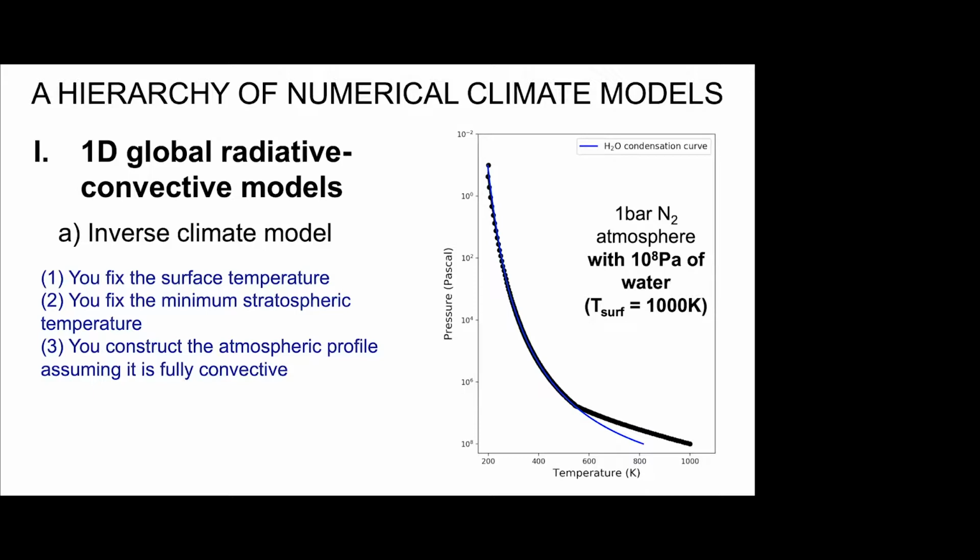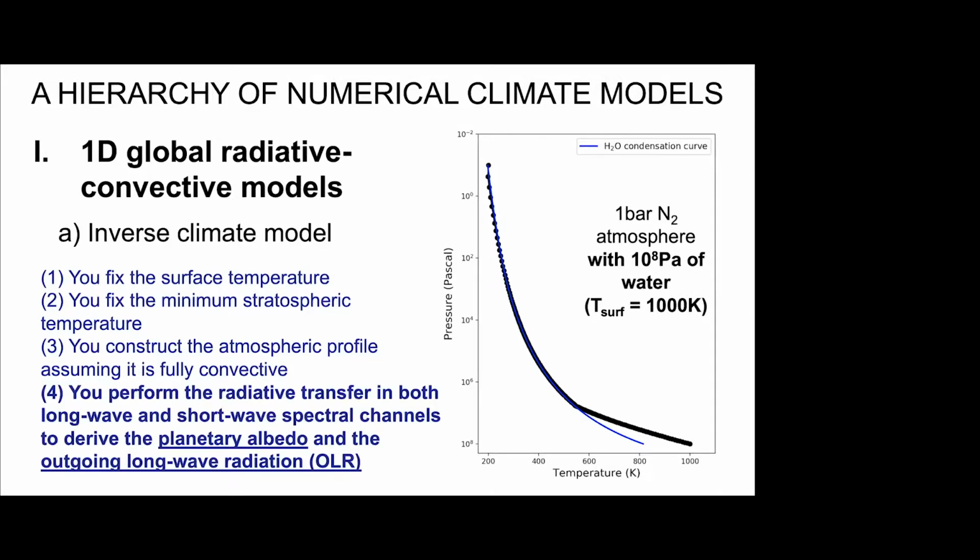And the last thing you want to do, when you have constructed your thermal profile and mixing ratio profile, is to compute the radiative transfer in both the shortwave, so in the range of wavelengths where you look at the light emitted by the star, and in the second channel, which we call the longwave channel, which is where you look at the light that is emitted by the planet itself, by the atmosphere and the surface.